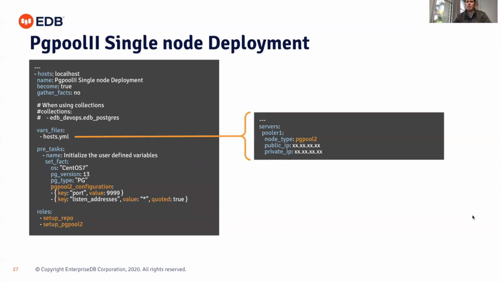So in this example, we want to deploy a single node Pgpool instance. We have only one server item in the hosts.yml file, and its node type attribute is set to pgpool2. As you can see, we can set Pgpool configuration parameters through the pgpool2 configuration variable. For setting up access to RPM repositories, we include the setup repo role. And finally, we include the setup pgpool2 role. This role is in charge of the package installation, the creation of the working directory, opening the listening ports, and generating configuration and systemd files.